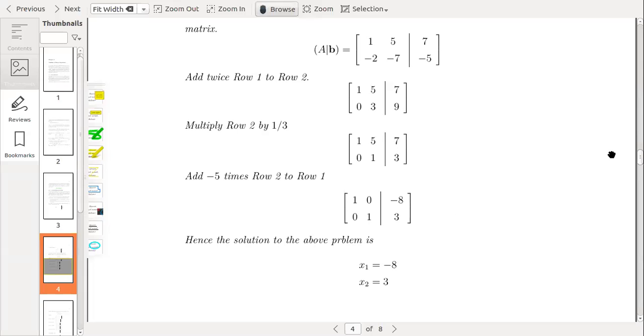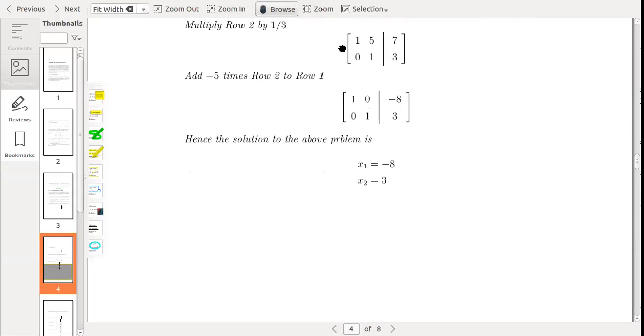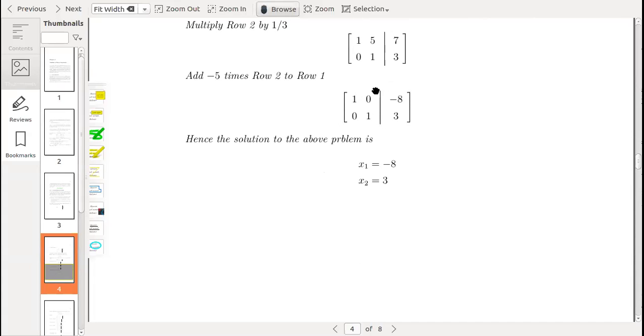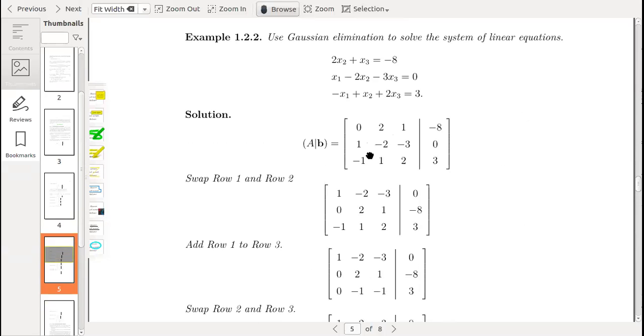Why do we say backward substitution? Because first we solve the second row and then the first one. That is why we call it backward substitution. But in this matrix, it's like an identity matrix, so we can apply forward or backward both. So x2 is equal to 3 and x1 is equal to minus 8. And the second example is there.